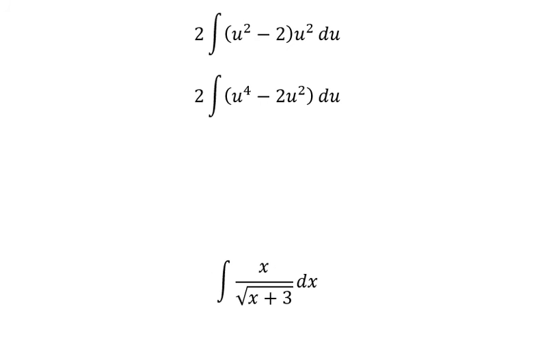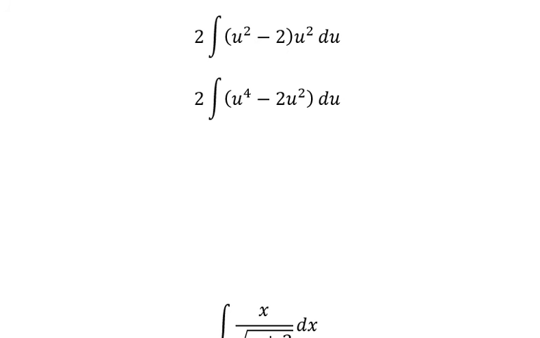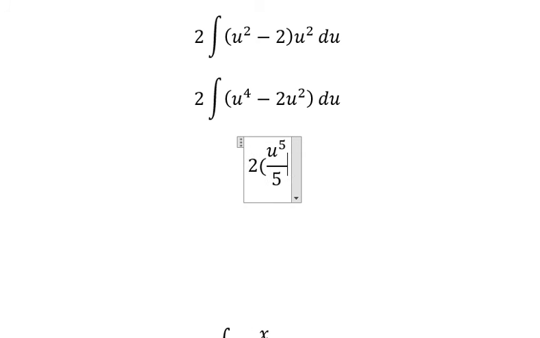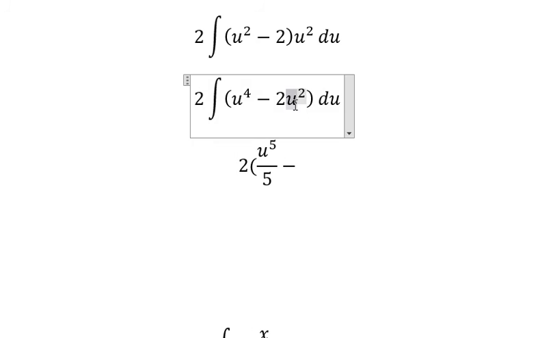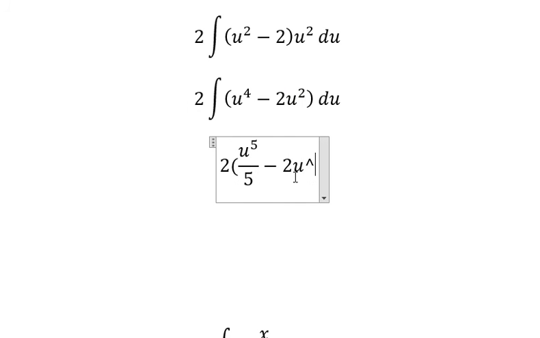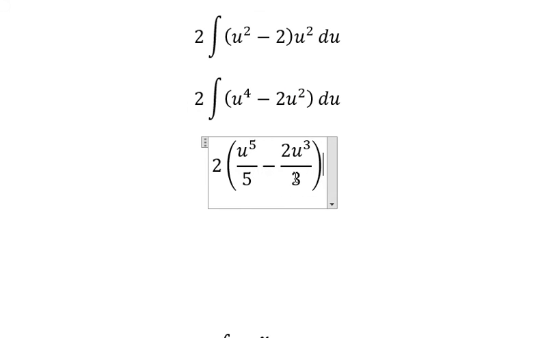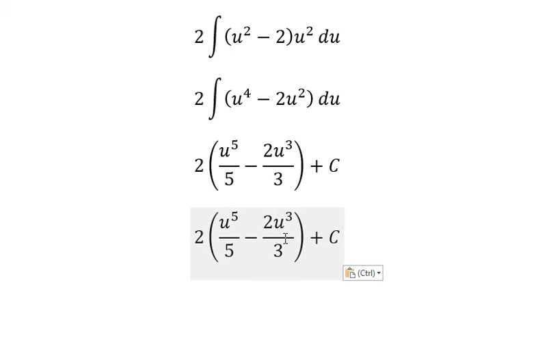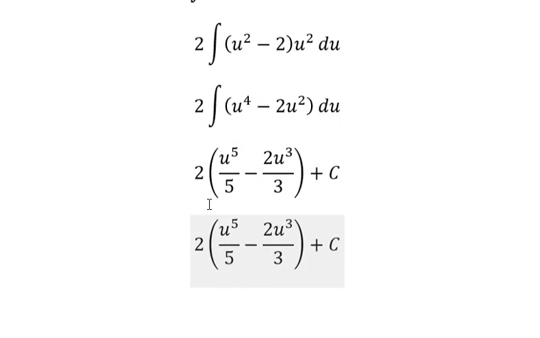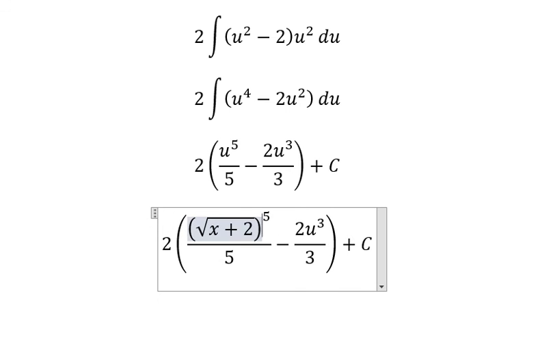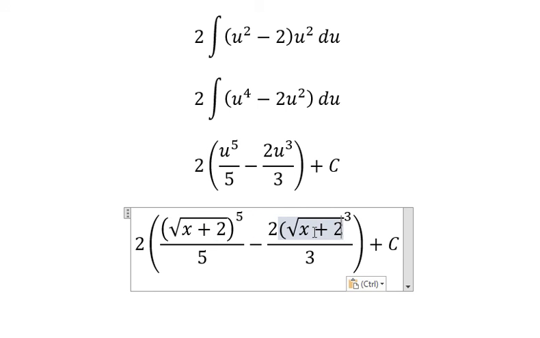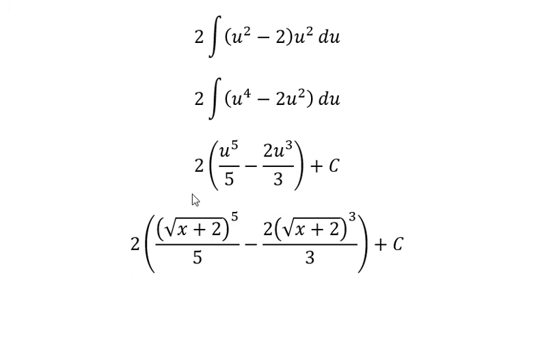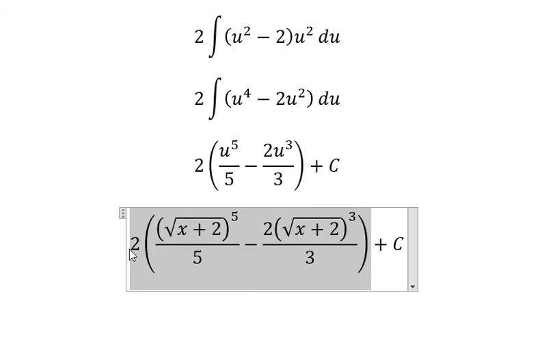Now we have the final answer. The integration of u to the power of 4, we have u to the power of 5 over 5. The integration of u square, we have u to the power of 3 over 3. And we put c. About u, that is this one. And this is the final answer of question number 1.